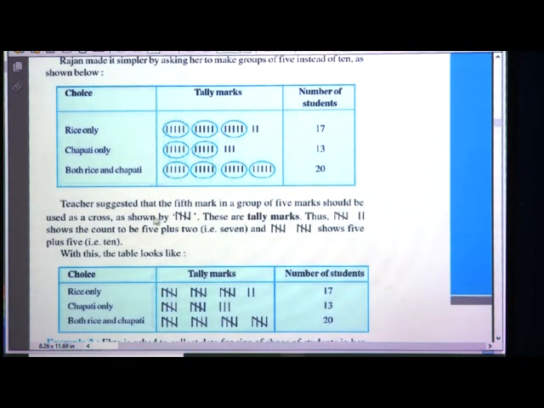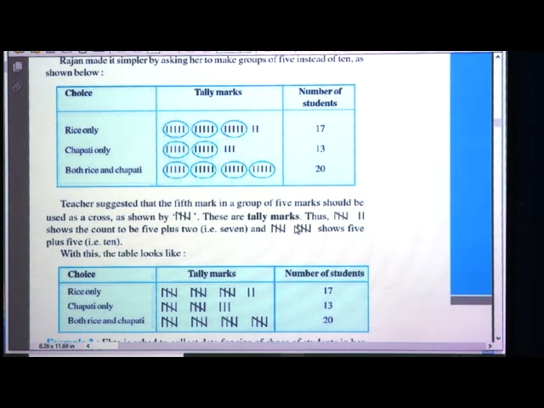So, the teacher suggested that the 5th mark in the group of 5 marks should be used as a cross, as shown. So what did the teacher say? Instead of making these groups of 5, we can do 4 lines, 1, 2, 3, 4 lines, and the 5th one we will count, but while writing we will just cross it. So, these are tally marks.